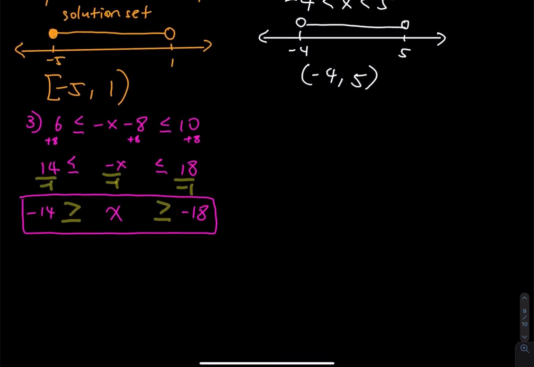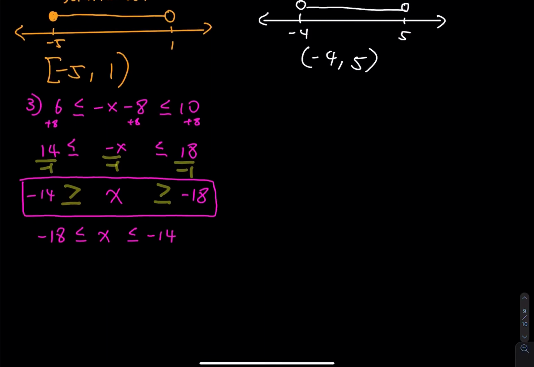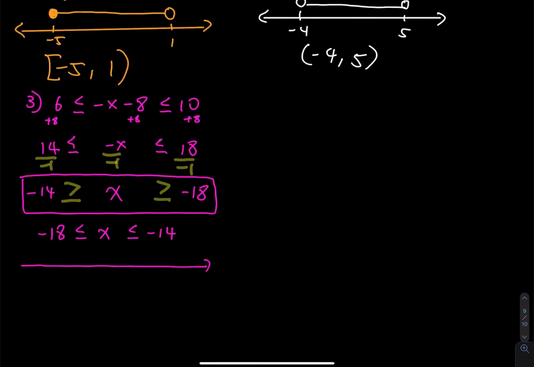I usually don't like having a bigger number on the left, so I will reverse the order again. So -18 less than or equal to x less than or equal to -14. And then I graph that. -18, -14. They both have an equal, right? Okay, then we use a solid circle. Then the interval, -18 square bracket, -14 square bracket. When you write an interval, small number on the left, big number on the right, comma in the middle.